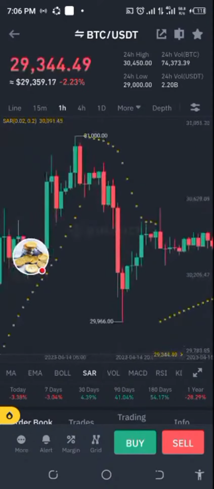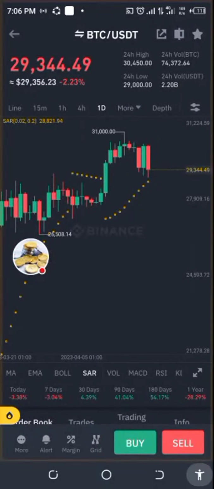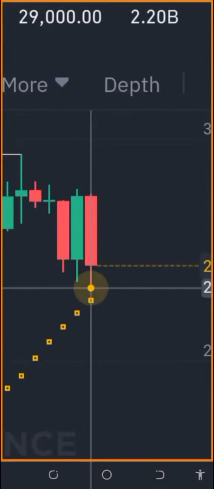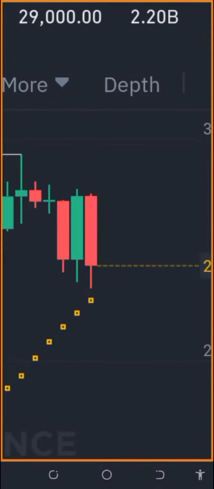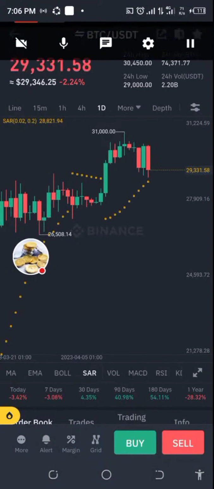Can you see? Let me go to the 1-day chart so that you understand what I'm saying. As you can see here, the red candle really is at par and it's trying to cover up ground. Of course, it went as low as this, right? But now it's trying to go back up. Yes, and that's what happened. And that's what happened to JASMY, okay? That's what happened to JASMY.